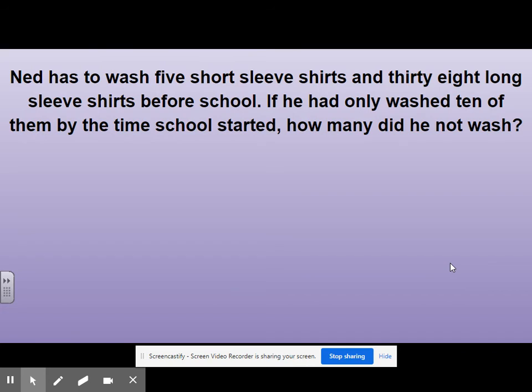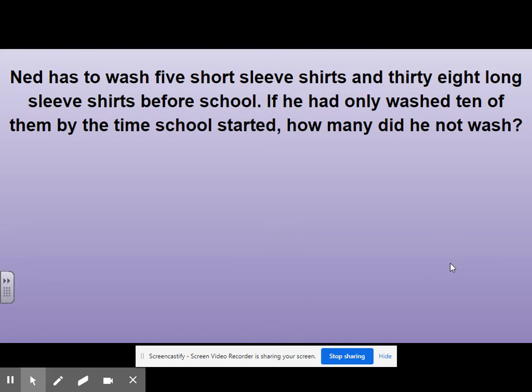All right, so we're washing some shirts. He's washed some, but not all. All right, let's go slow. Read a little, do a little. We're going to plug this into a bar model. As I read, I want you to write it in the bar model where you think it belongs. Ned has to wash 5 short sleeve shirts and 38 long sleeve shirts before school.